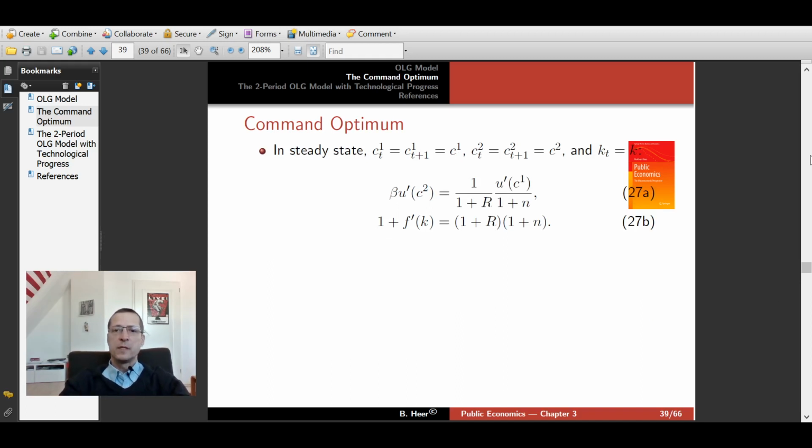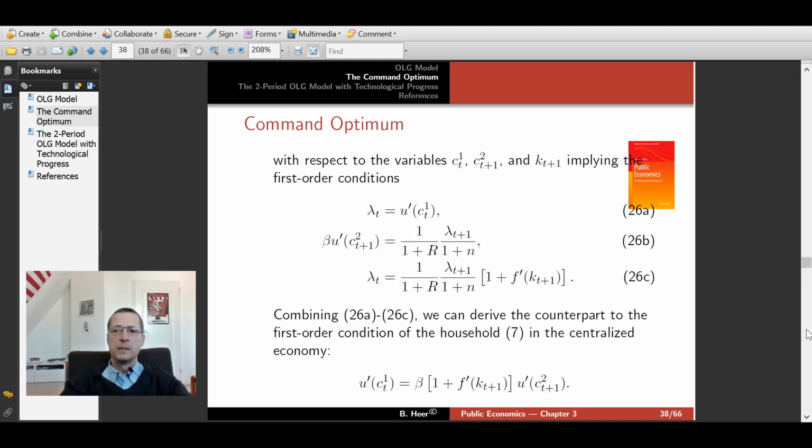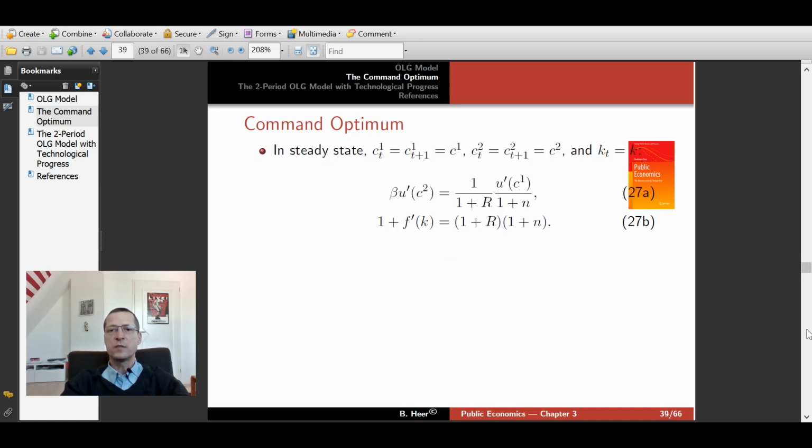And we also have a first order condition 26b, which becomes 27a, which informs the central planner how to allocate resources between the 2 generations alive, C1 and C2, in a given period t. Now in steady state, our conditions are described by equation 27a and 27b. So in steady state, the consumption of the young is constant, equal to C1, and the consumption of the old is also constant, equal to C2, and the capital stock per young worker is equal to k.